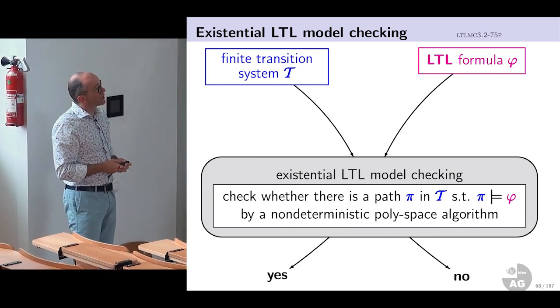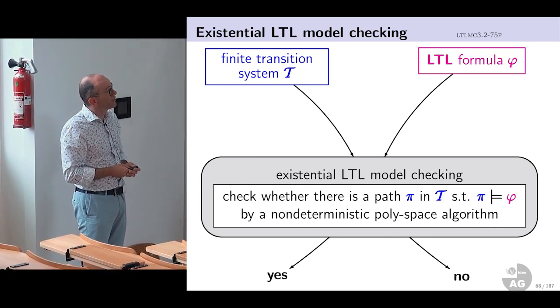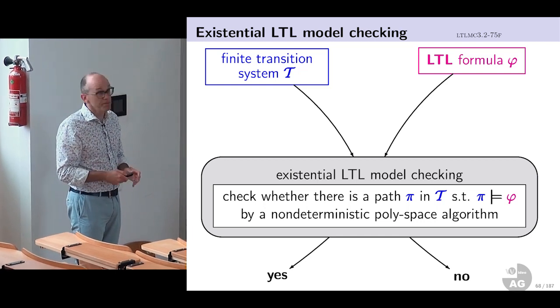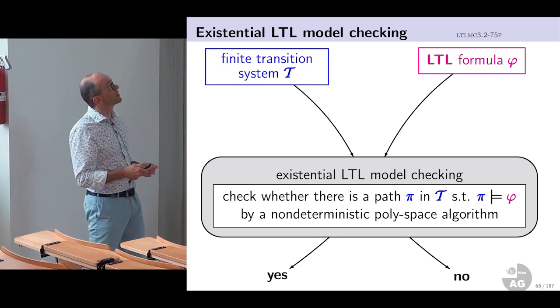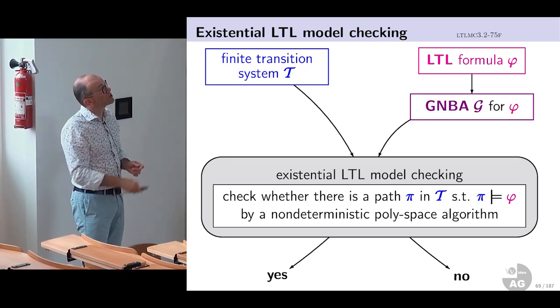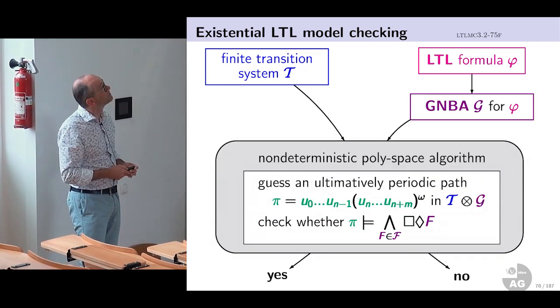We're going to check whether there is a path satisfying phi, and we're going to do that by means of a non-deterministic polyspace algorithm. So let me sketch this non-deterministic polyspace algorithm. And the way we do that is by using this GNBA.